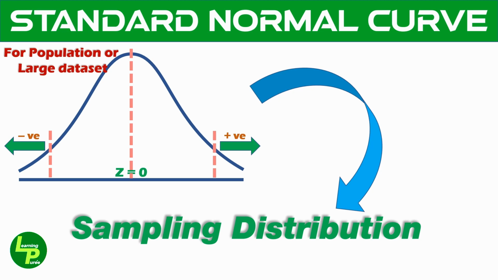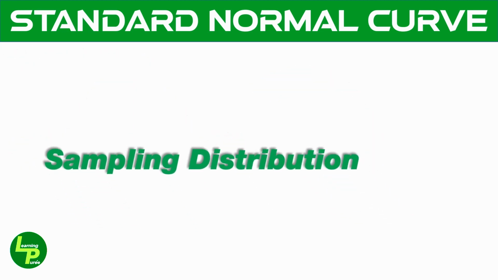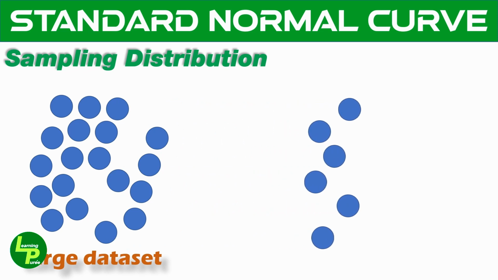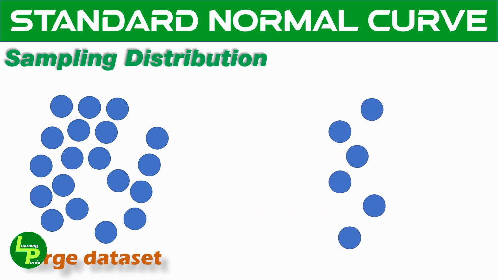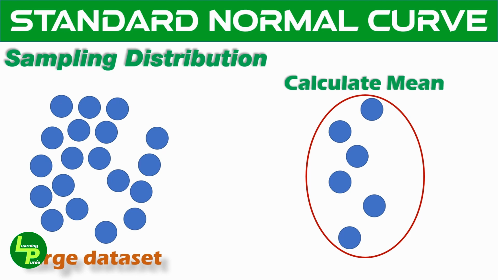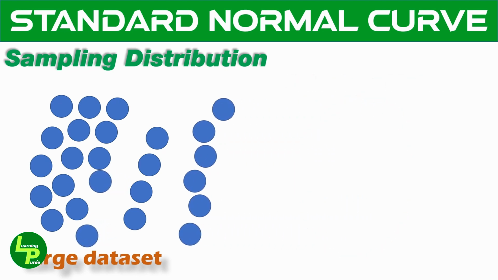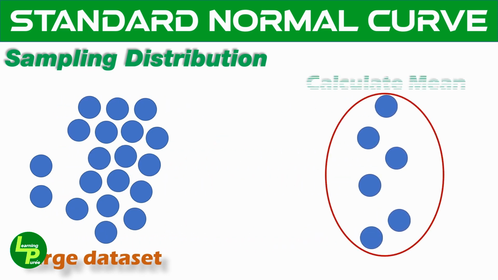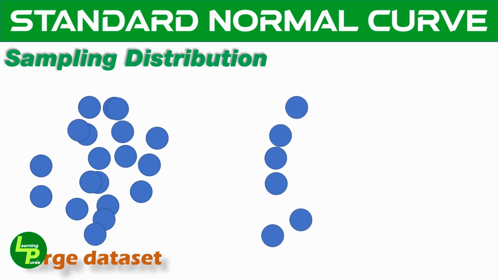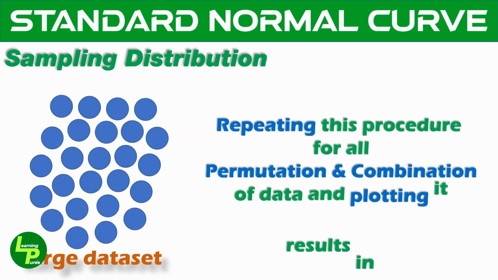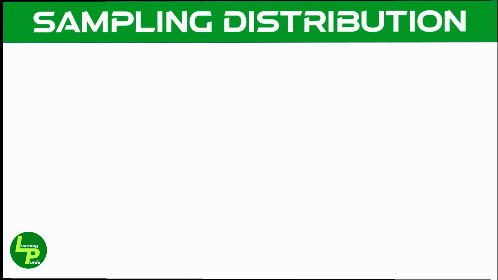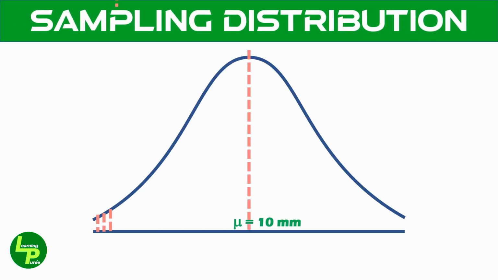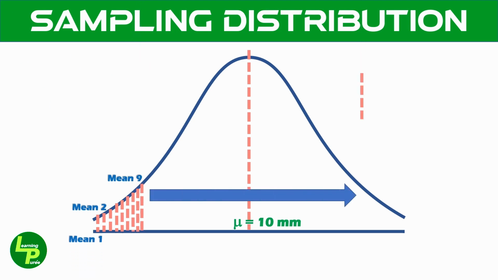To generate the sampling distribution, we take a small but fixed sample from the large data set of the average inner diameter and calculate the mean for that sample. Then we replace this sample back into the original data set and draw another sample and calculate its mean as well. If we repeat this procedure for all possible permutations and combinations of the samples drawn, we will end up with a large set of values resembling a distribution. This is the sampling distribution of the mean of the inner diameter as seen in this figure.